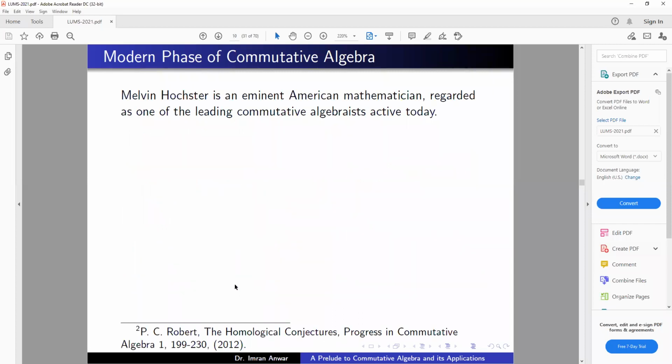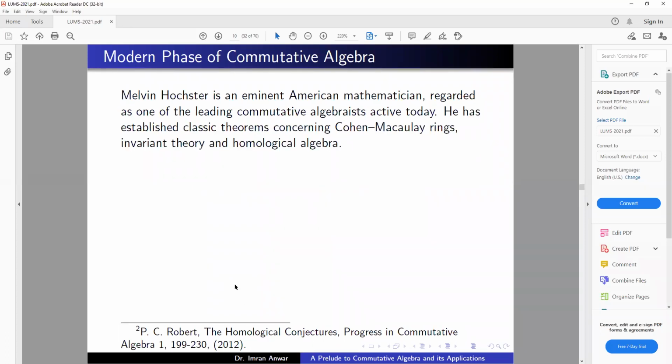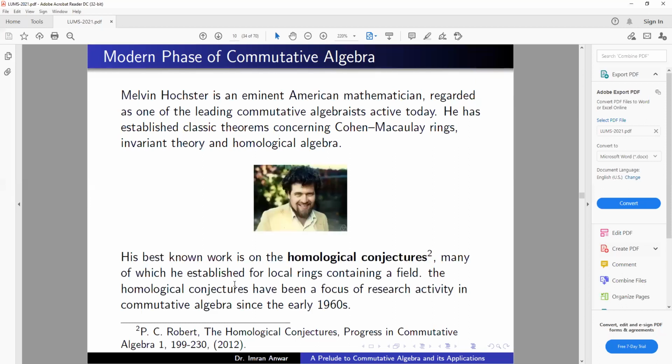Let's talk a little bit about Melvin Hochster. He is an American mathematician, in Michigan, and he has established classical theorems concerning Cohen-Macaulay rings, invariant theory, and homological algebra. If I would say that he is responsible for building a new branch of commutative algebra, namely homological algebra, this is not wrong. He is the founder of that. He is best known for his work on the homological conjectures.